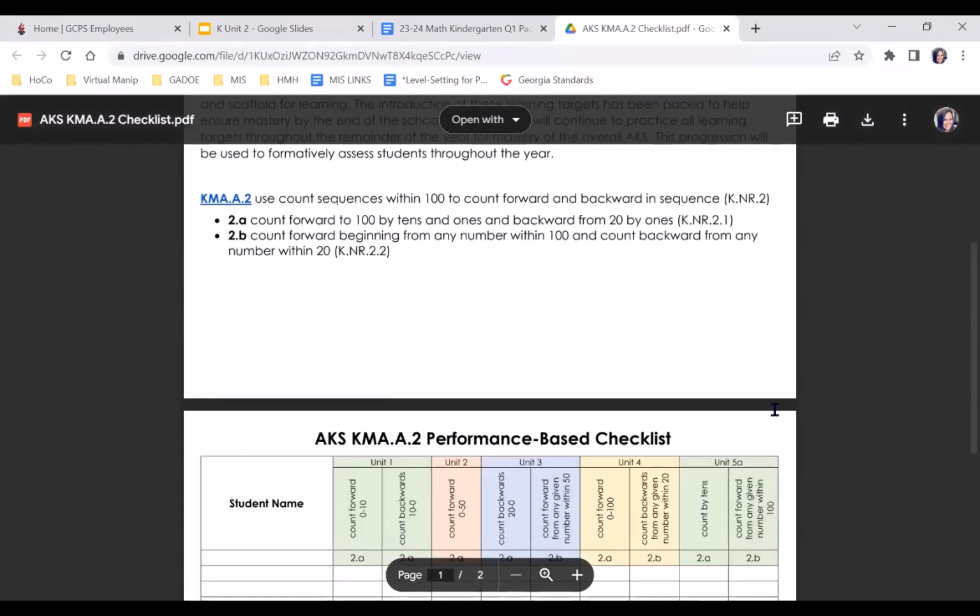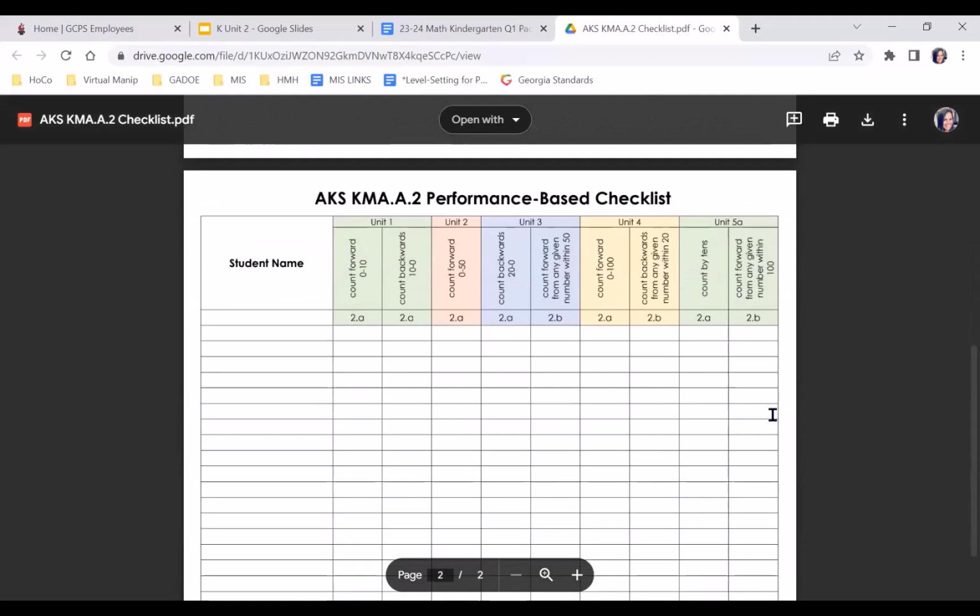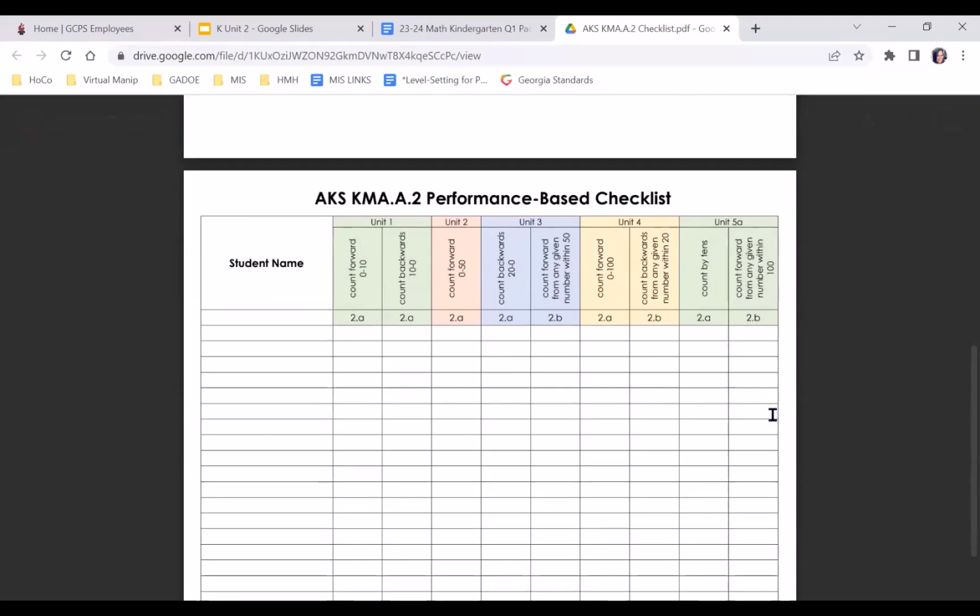AKS 2 is an ongoing standard intended for students to show mastery by the end of the year. IOAs 2.A and 2.B have been broken into specific learning targets, providing a progression and scaffold for learning. The introduction of these learning targets has been paced to help ensure mastery by the end of the school year. Students will continue to practice all learning targets throughout the remainder of the year for mastery of the overall AKS.